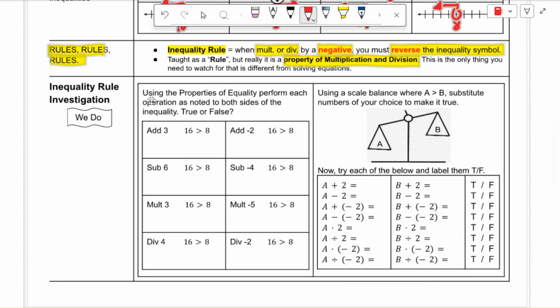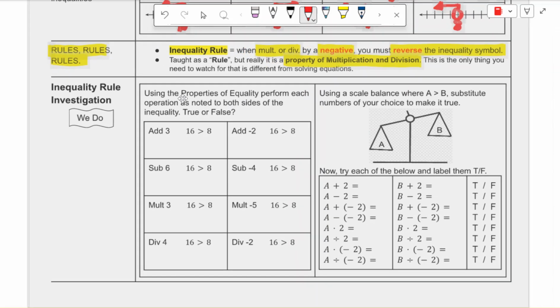So in this table here, we're going to be using the properties of equality, which you're familiar with.